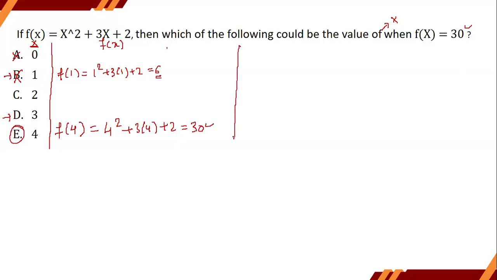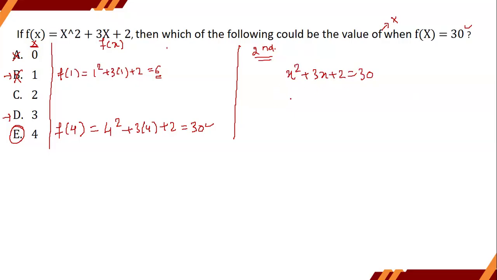All right, so this is one of the ways in which we can solve this question. Let's see the second method also, the second approach. So here, what we can do, the function value is 30, right? And the question is asking for which value? So that means x squared plus 3x plus 2 is equal to 30. We need to figure out for what value of x this is equal to 30.